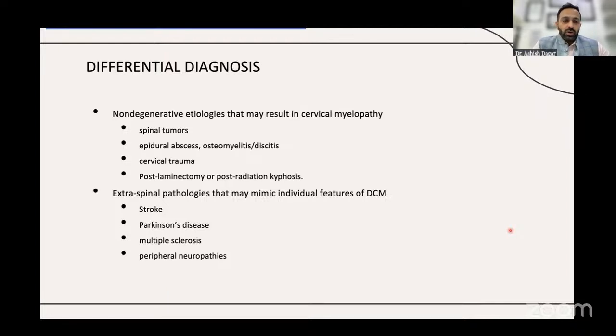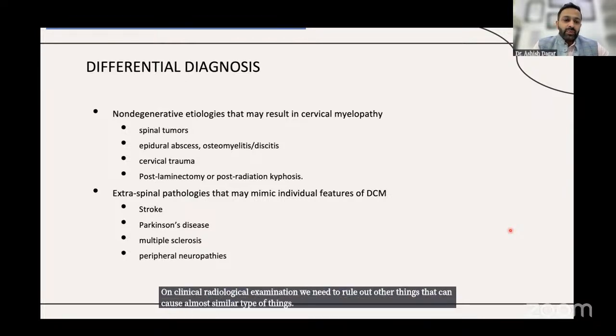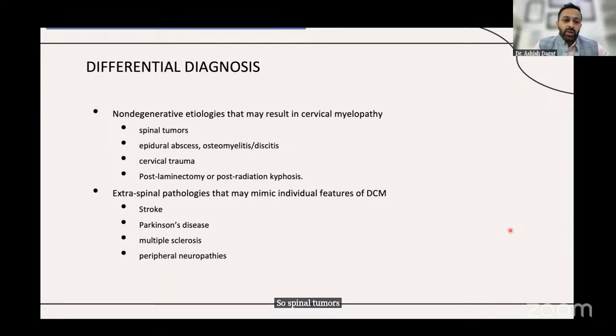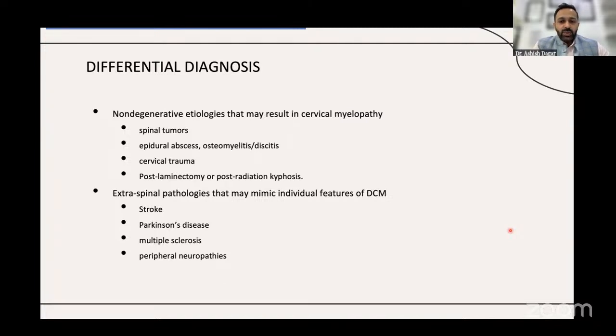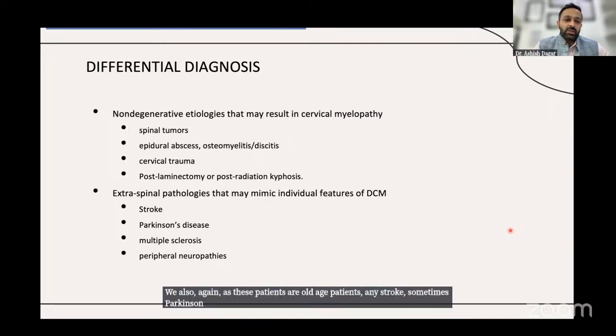On clinical and radiological examination, we need to rule out other things that can cause almost similar types of presentation. So intradural spinal tumors, any epidural abscess, cervical spine trauma, post-laminectomy or post-radiation kyphosis can present with such features. Again, as these patients are of old age, any stroke, sometimes Parkinson's disease can present with such things, and multiple sclerosis also.